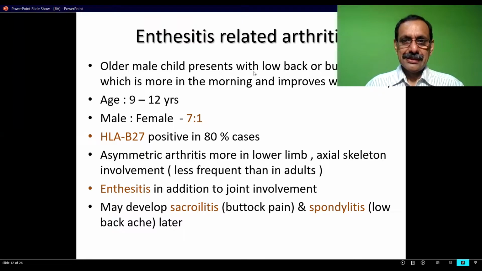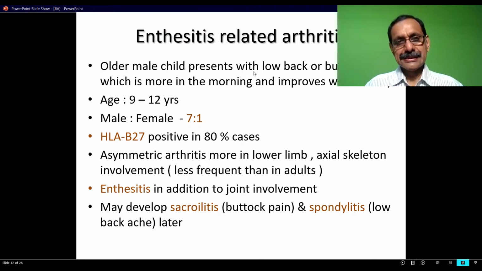So these are the peculiarities, and this is the only JIA where males are affected. In all other JIA, females are affected. But this is the only juvenile idiopathic arthritis where males are affected. And the association with HLA-B27 is up to 80%. So it is almost always associated.